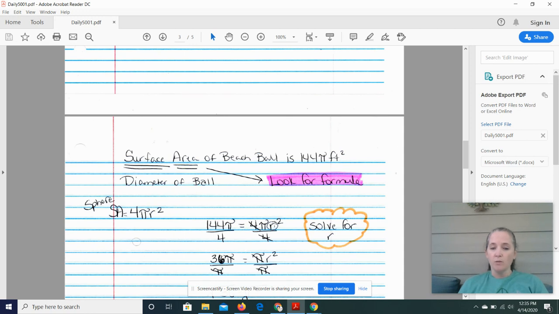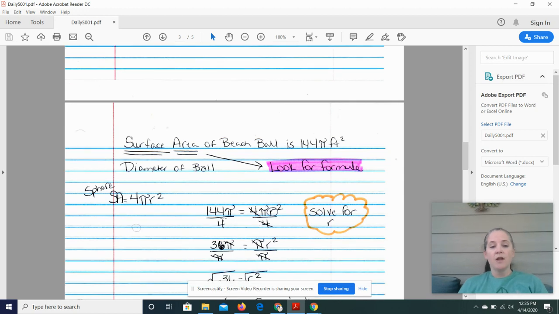Since we're solving for r, we want this by itself. We need to get rid of all this other stuff. So the first thing we're going to do is divide both sides by 4. Okay? These 4's cancel because 4 divided by 4 is 1. So that just cancels. 144 divided by 4, I initially said was 38 because I was doing it in my head and it didn't make sense. So it's 36. So that leaves you with 36 pi, which is equal to pi r squared because the 4's have canceled out. So now, again, you're wanting r by itself.